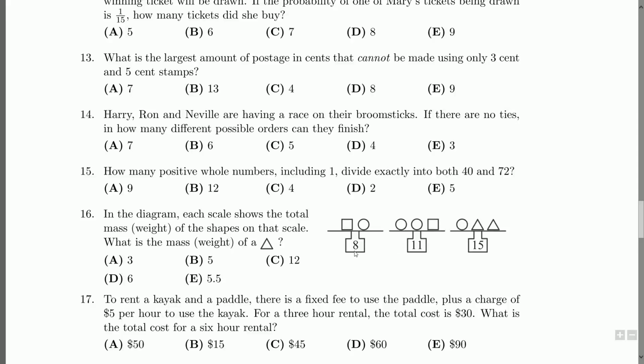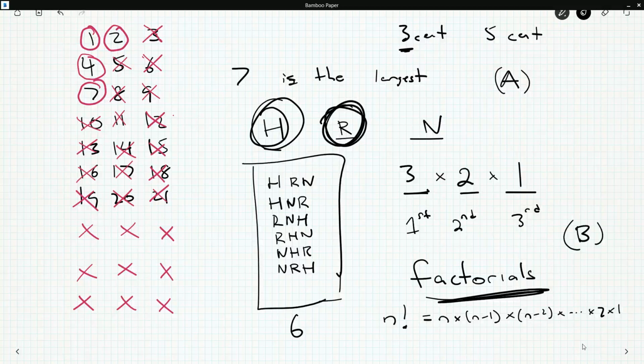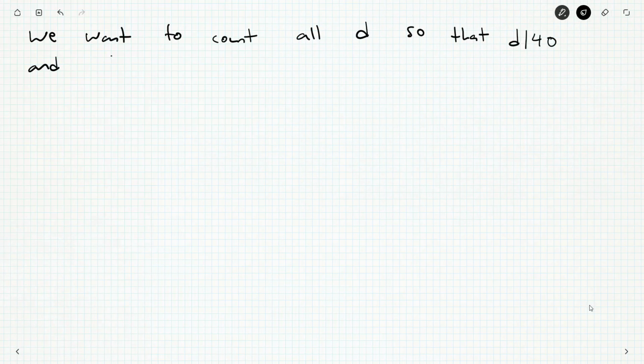But question 15: how many positive whole numbers, including 1, divide exactly into both 40 and 72? Okay. So what we're really doing here is counting the numbers. We want to count all the numbers, we're going to call them D's, so that D divides 40 and D divides 72. Okay.